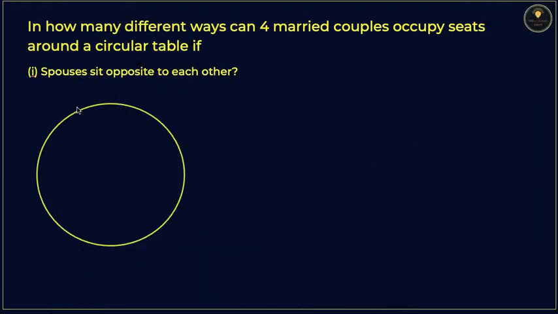Let's understand this problem. Here it is given: how many different ways can four married couples occupy seats around a table if the spouses sit opposite to each other? So there are four couples that we are making. This one is H1W1, the next one is H2W2, the third one is H3W3, and the last one is H4W4.